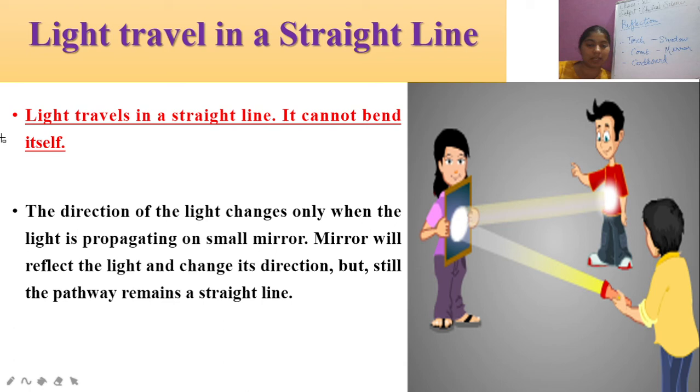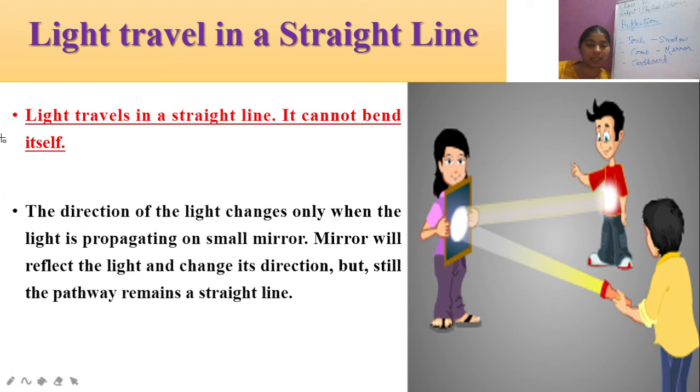So let me draw it. First the light comes here, then it strikes there, and then it reaches here. So that way light gets bent with the help of the mirror. So students, the direction of light changes only. How can the light change its direction?